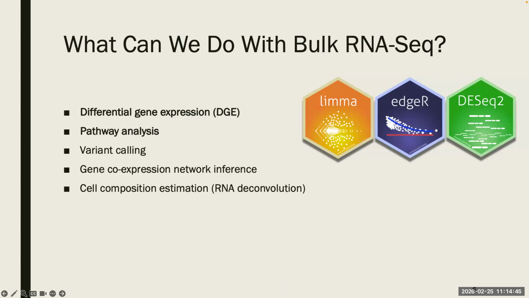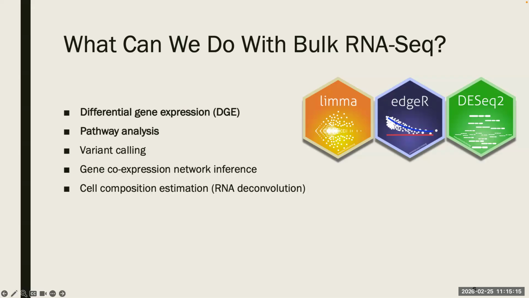And some other applications include variant calling and gene co-expression network inference. Variant calling identifies single nucleotide variants and other variations between a sample and a reference genome, whereas gene co-expression network inference constructs gene co-expression networks to explore relationships between genes and identify modules of co-regulated genes.